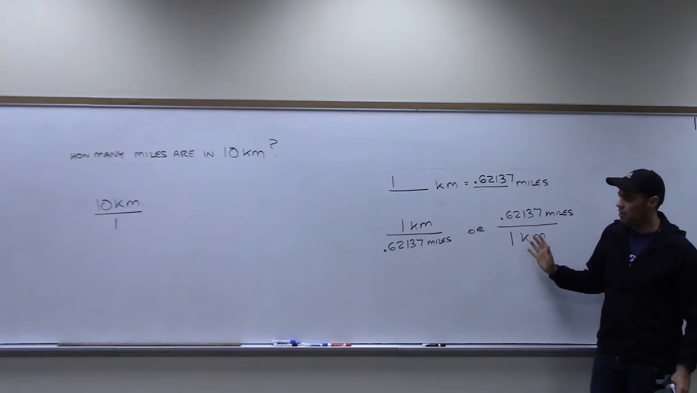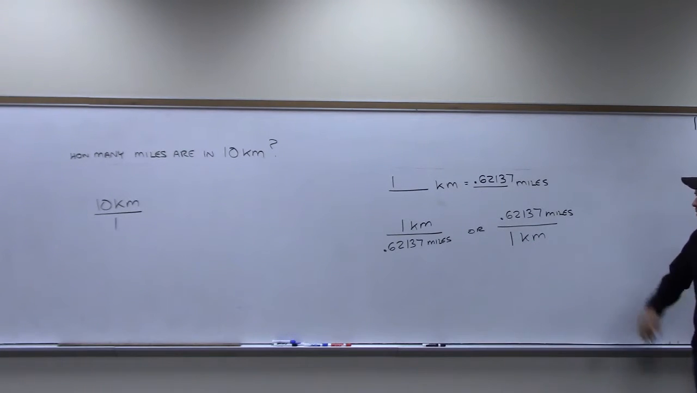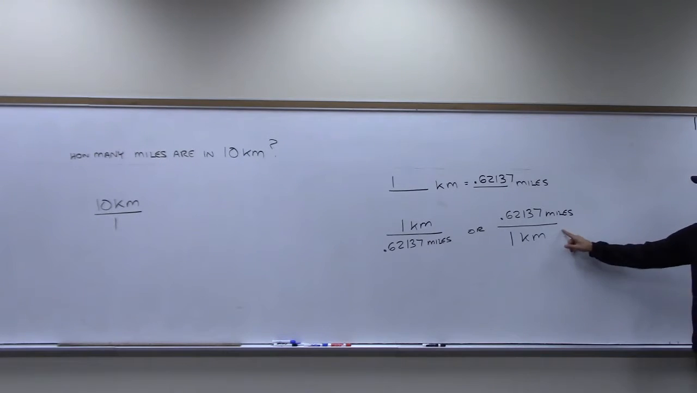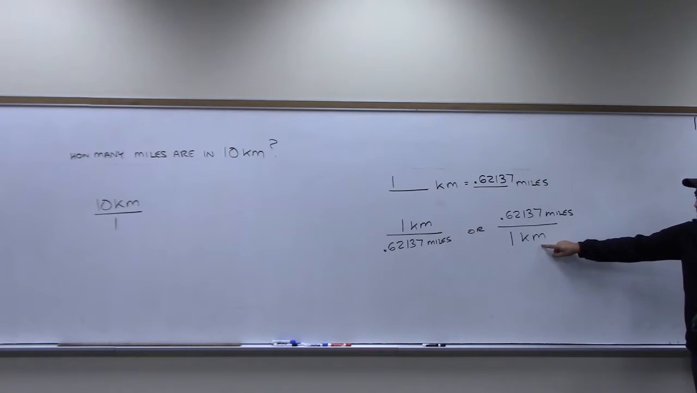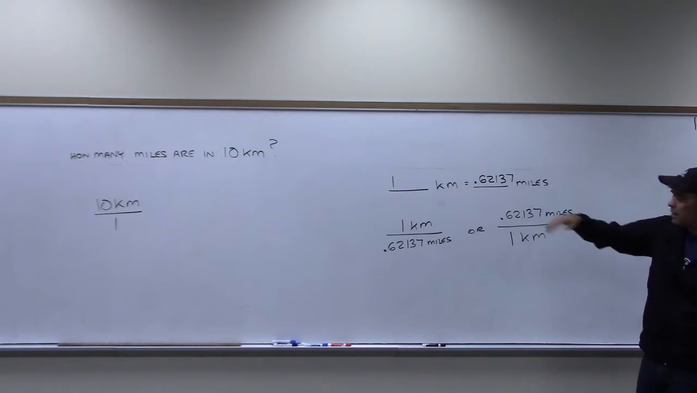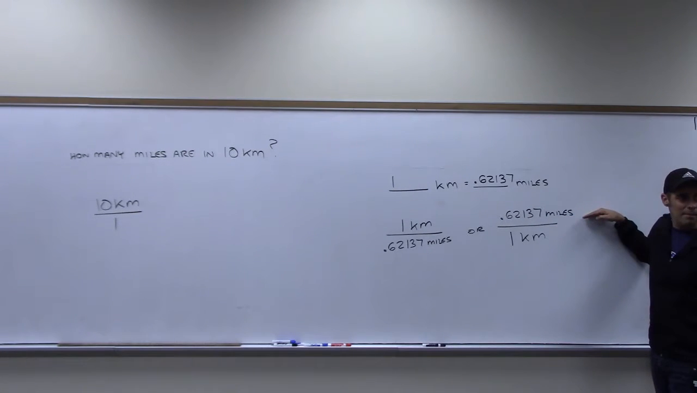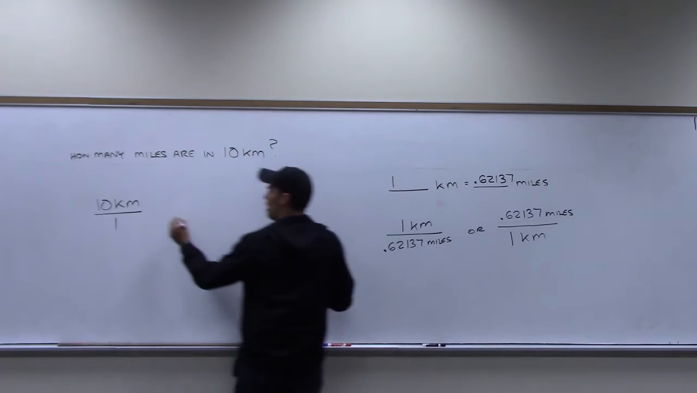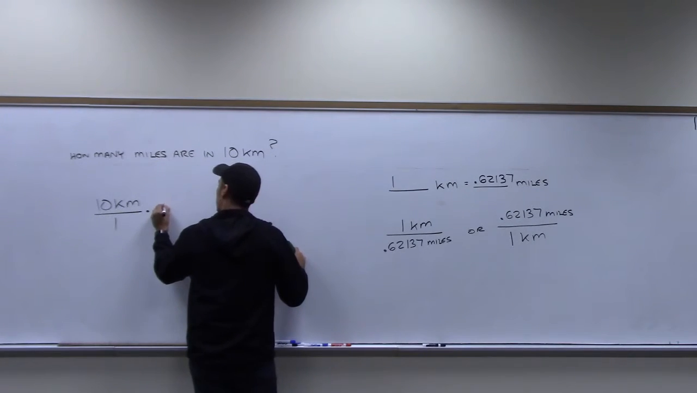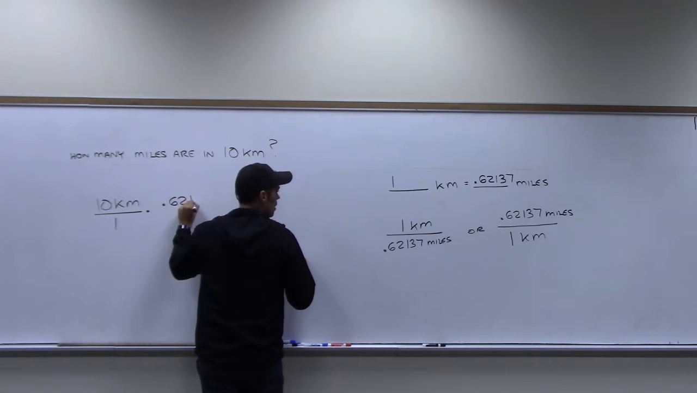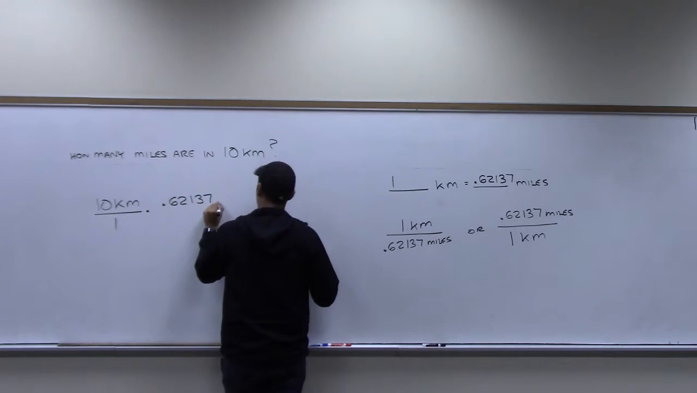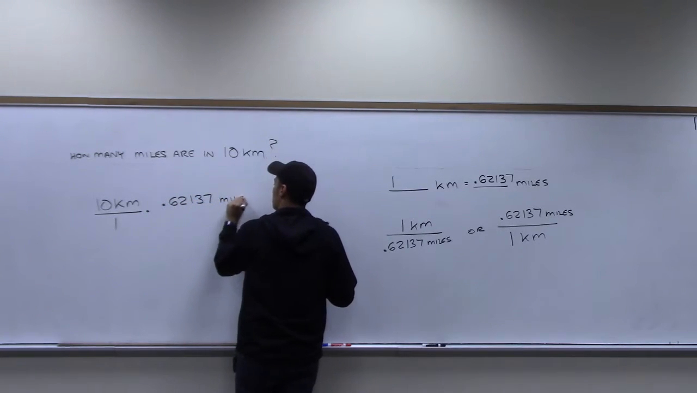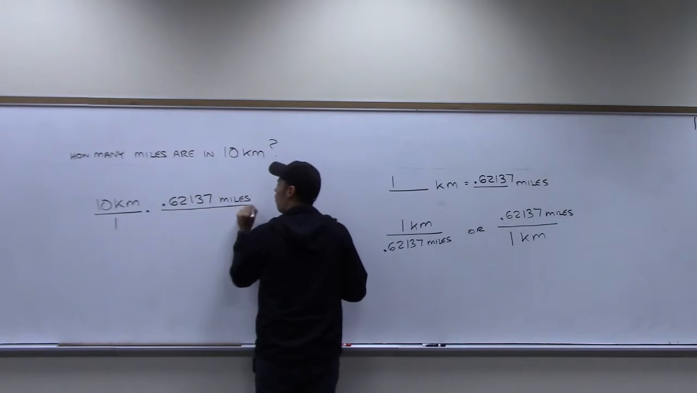Now, I have to get the right one though. So which is the right one? The one on the right. Why is this one the right one? Kilometers is on the bottom, which will cancel out with the kilometers on the top there. It'll leave you with the miles on top. Understand? So I'm going to paste that right here. I'm going to say times 0.62137. Don't forget to write miles. Over 1 kilometer.